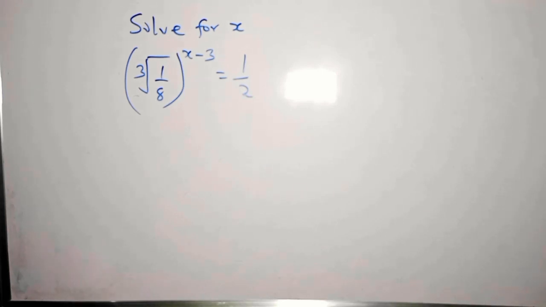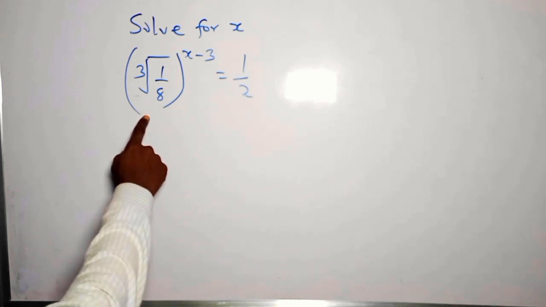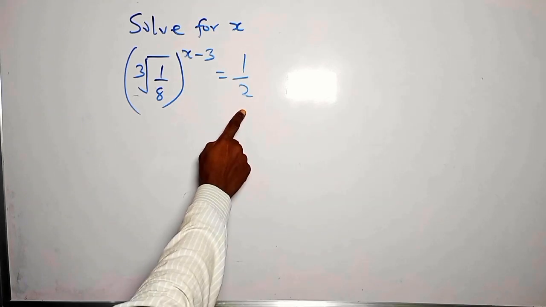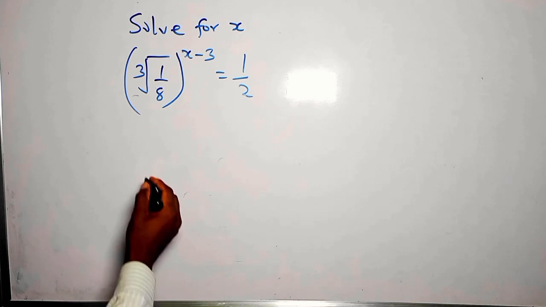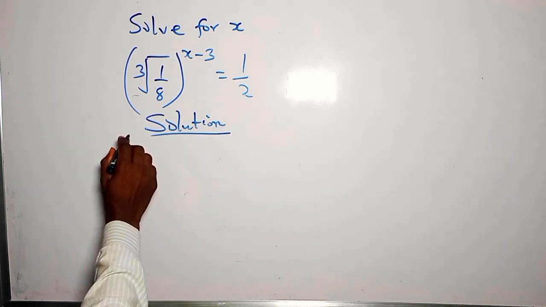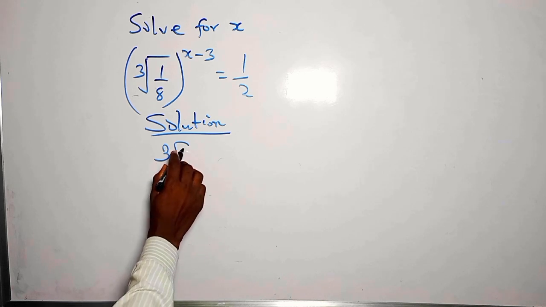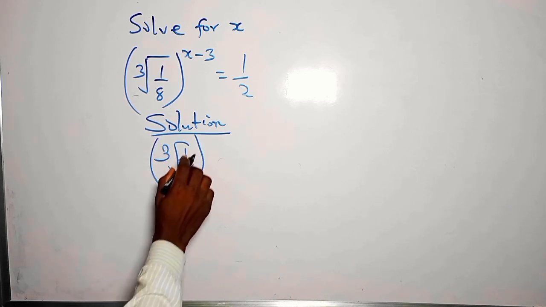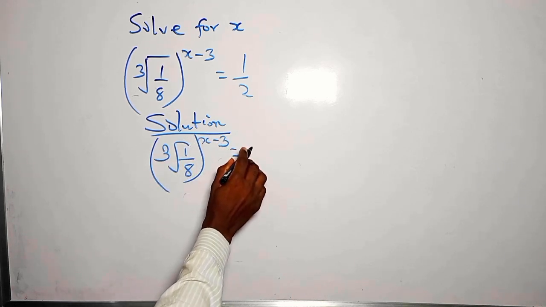The question says solve for x in this exponential equation. So how do we do this? So we have the cube root of 1 over 8, raised to power x minus 3, equals 1 over 2. So what do we do? Solution. Okay, so for the cube root of 1 over 8 raised to power x minus 3 equals 1 over 2.